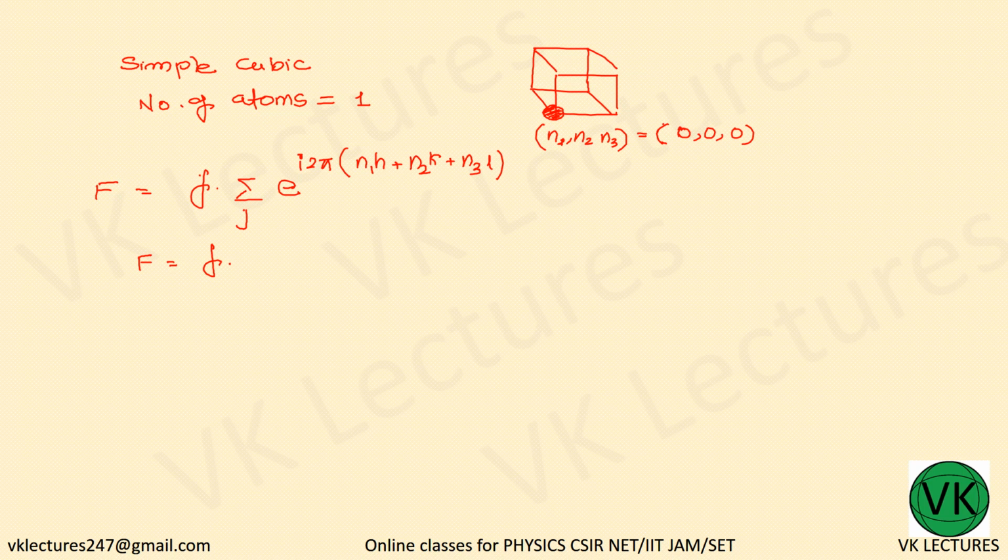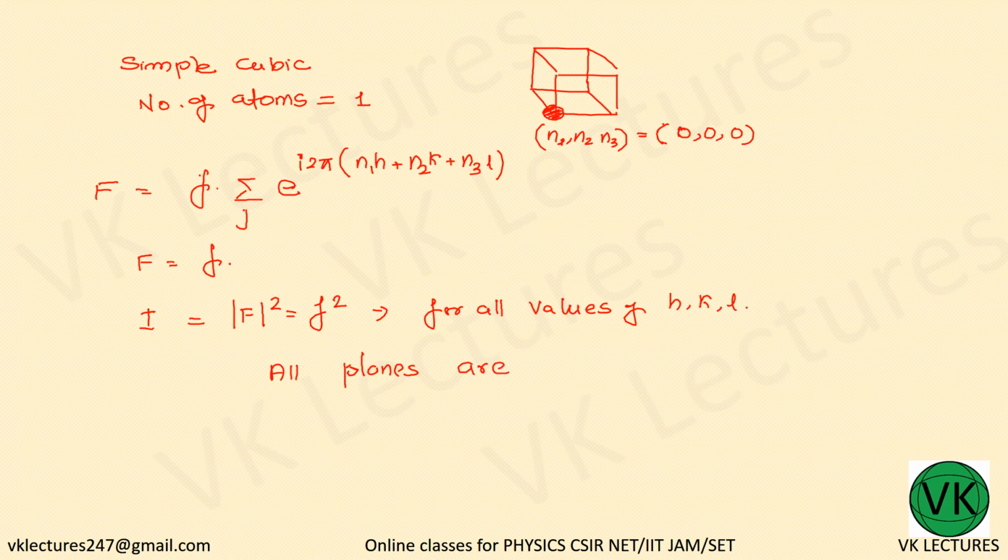Okay, and there is only one atom present. So the I, that is the intensity, is equal to the magnitude of f squared, which will be equal to f square, and this is equal to f square for all values of h, k and l. So for all values of h, k and l, I will be equal to f square, which means all planes are Bragg reflected.